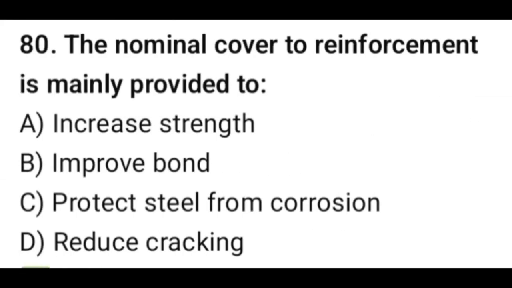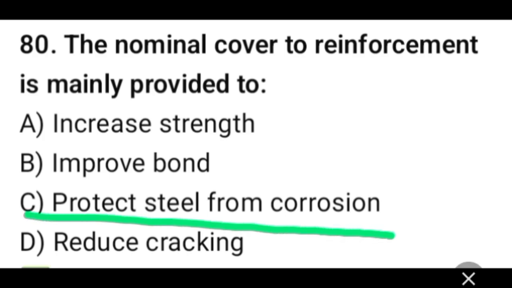Next question. The nominal cover to reinforcement is mainly provided to. Option A is increase strength, option B improve bond, option C is protect steel from corrosion, option D reduce cracking. So the right answer is option number C, protect steel from corrosion.